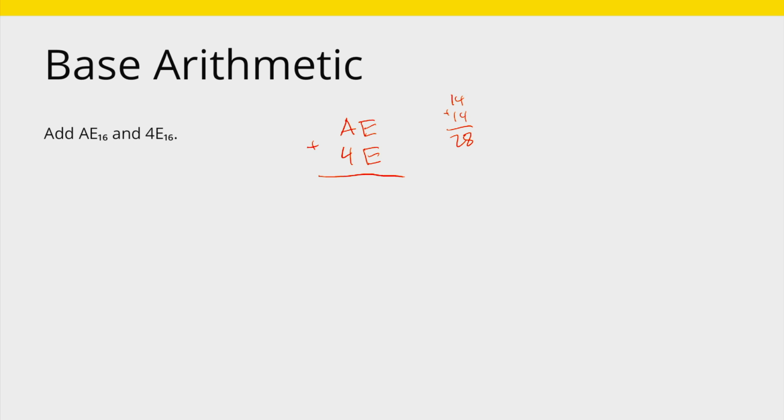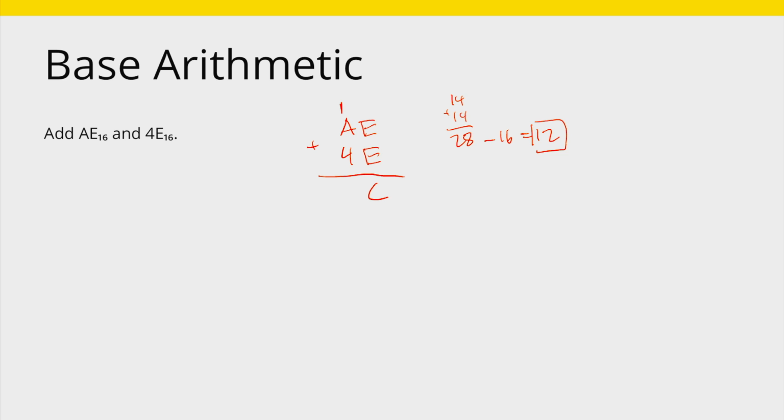But what base am I in? I'm in base 16, right? So I need to carry over a 16 to the next side. So I'm going to put a 1 up here. And I need to decrement by 16. And so I need to represent the number 12. Now the number 12 is represented by A, B, C. So it would be 10, 11, 12. So C.